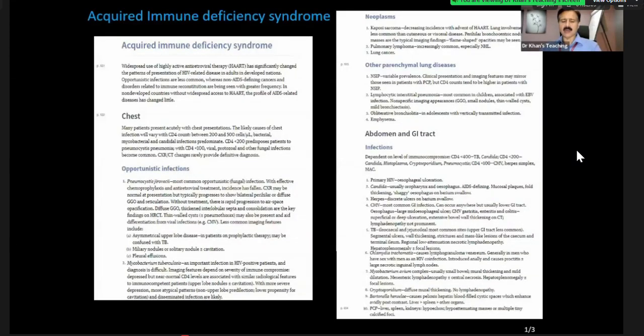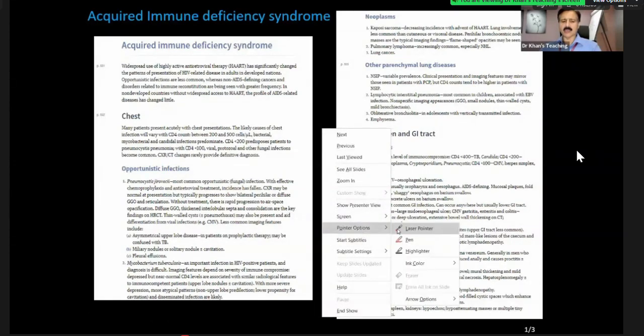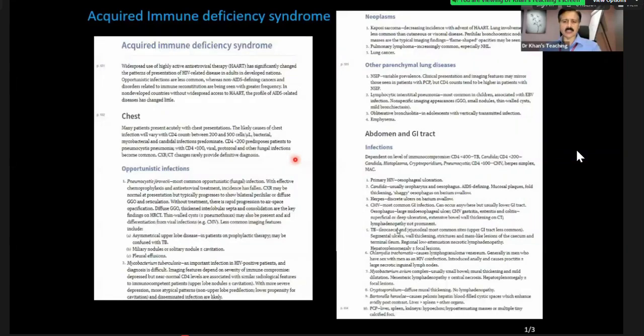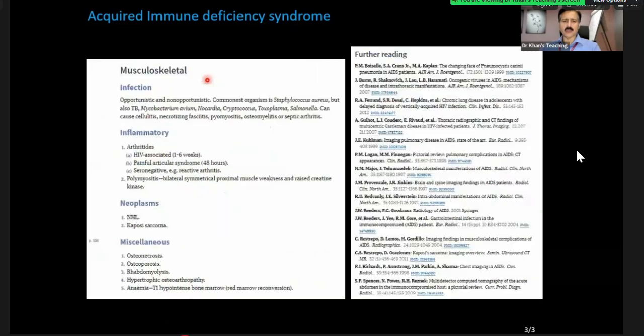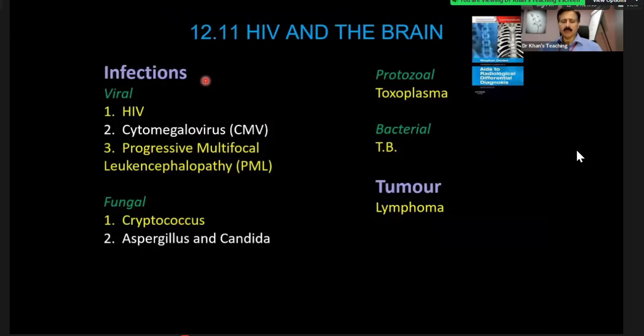And I have put in screenshots from your current edition just to highlight that there is a summary in the second part of the book, acquired immune deficiency, both in children as well as in adults. So you can read it from Chapman, actually. Now, this differential also tells you what kind of things you should remember in HIV. There is infection and tumor.